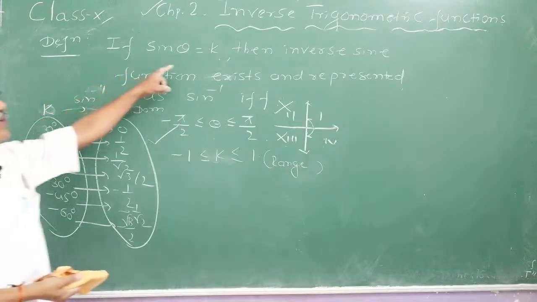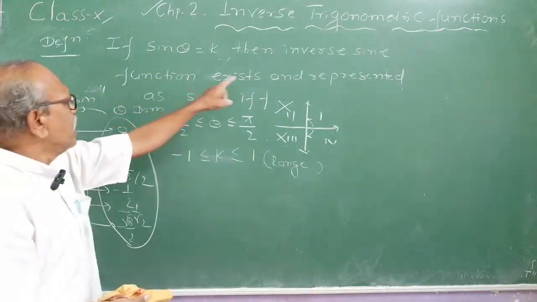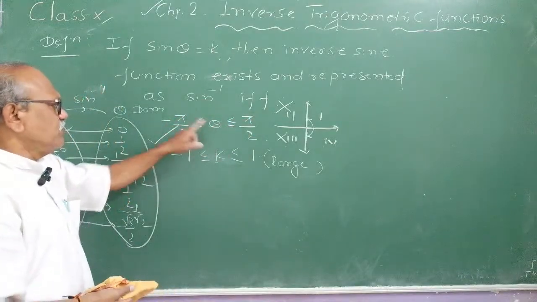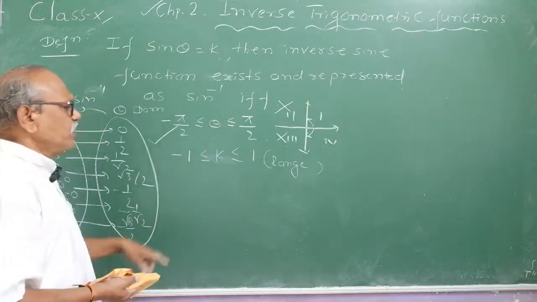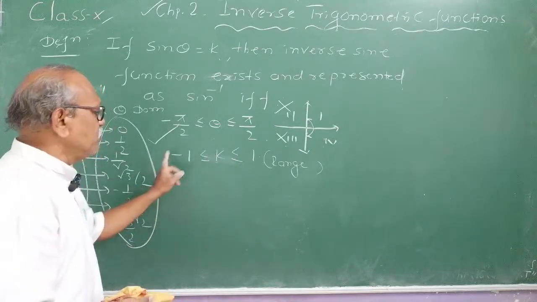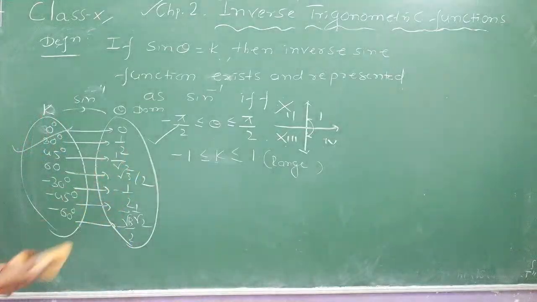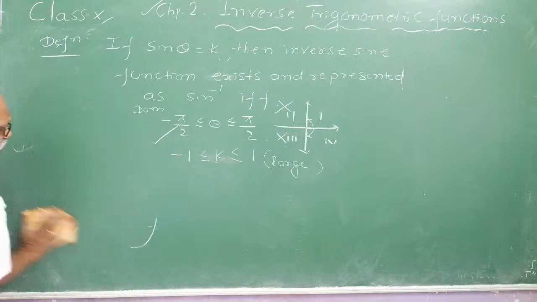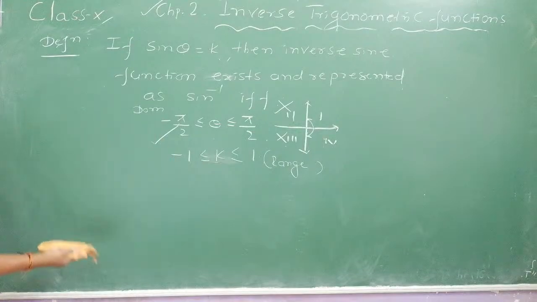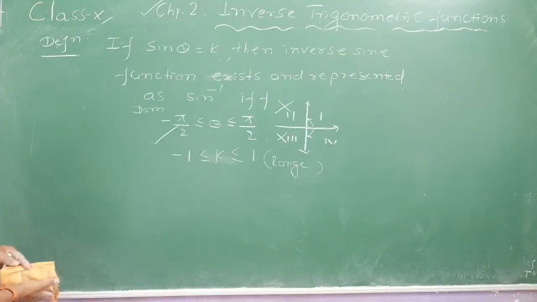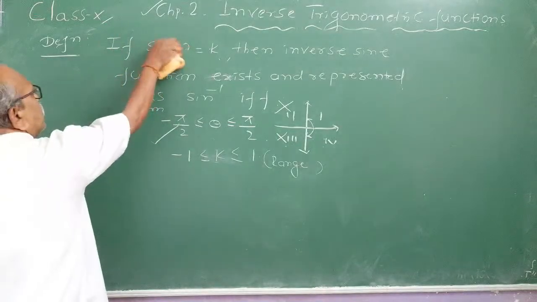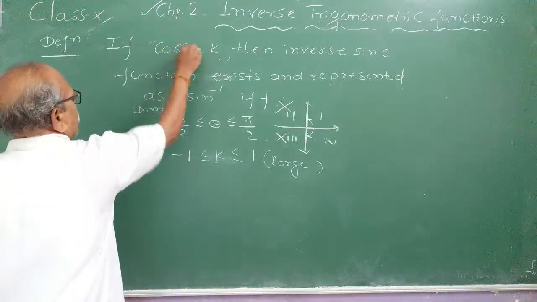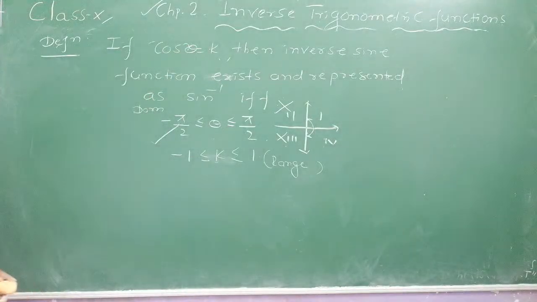If sine theta is equal to k, then inverse sine function exists and is represented as sine inverse if and only if, IFF, theta lies between minus pi by 2 to plus pi by 2 and the k range lies between minus 1 to plus 1. This is the definition of inverse sine function. Similarly, by restricting the domain and codomain, you can go on defining all the 6 inverse trigonometric functions. Let us take a second one, definition of cos. If cos theta is equal to k, now you check the cos values.